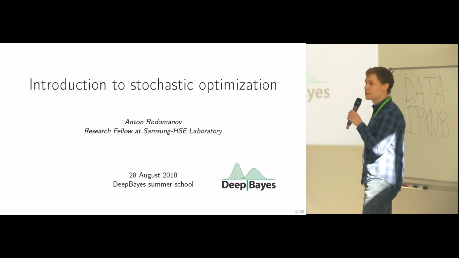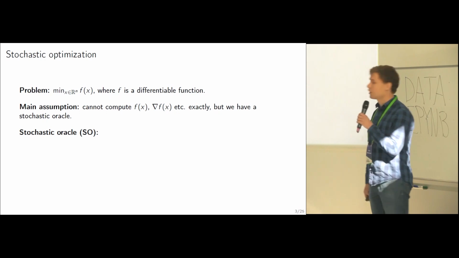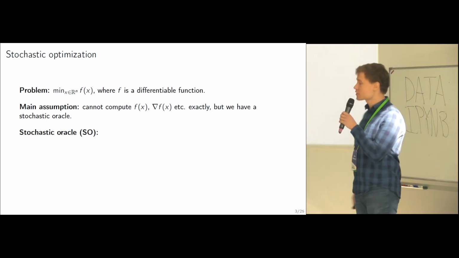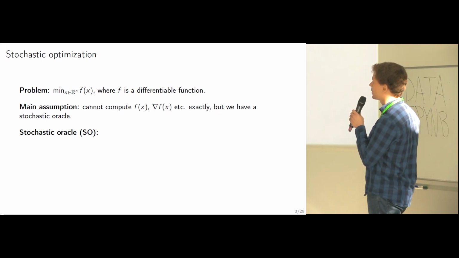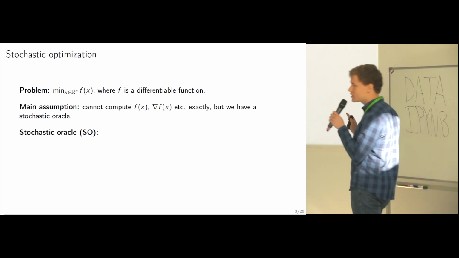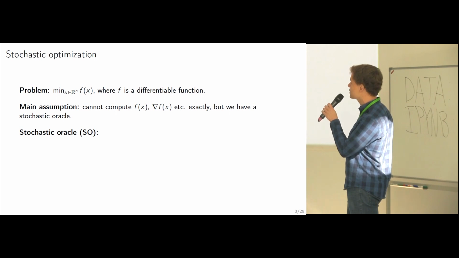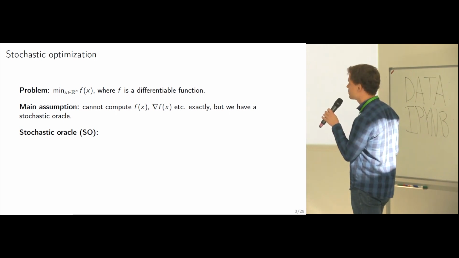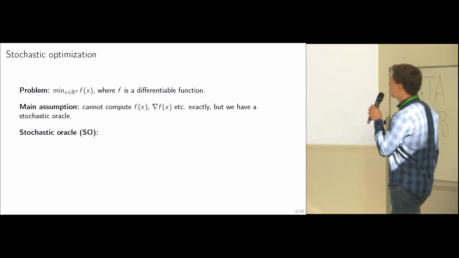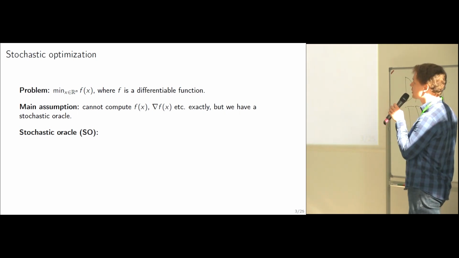So let us start with the question, what is stochastic optimization? Stochastic optimization, first of all, is still optimization. We're going to solve some optimization problem where we're given some function. For simplicity, in today's talk, we're going to consider only unconstrained optimization, but actually everything can be generalized to constrained optimization as well.